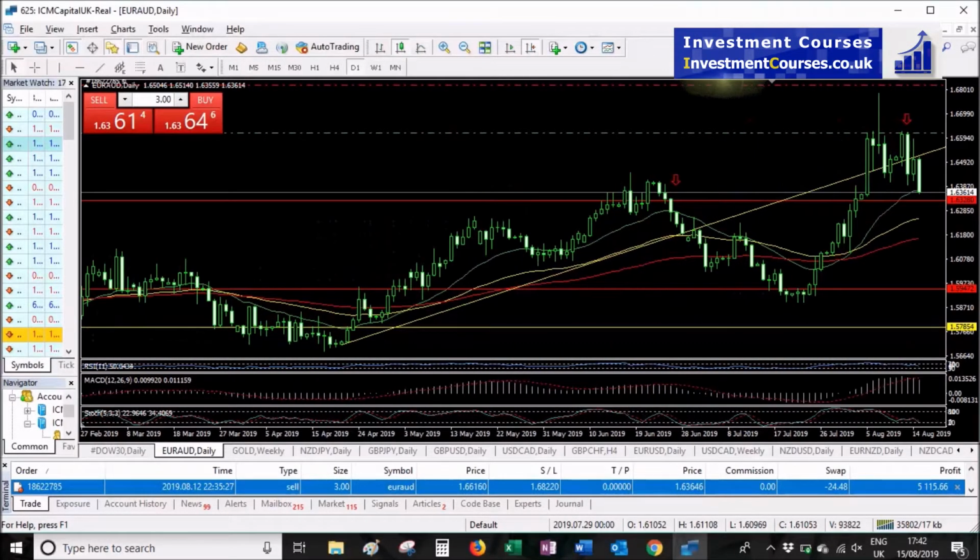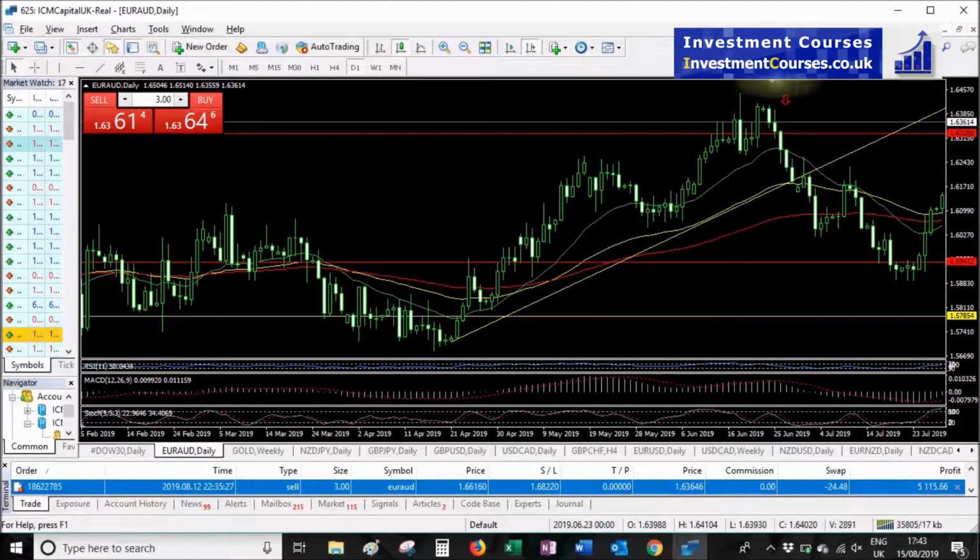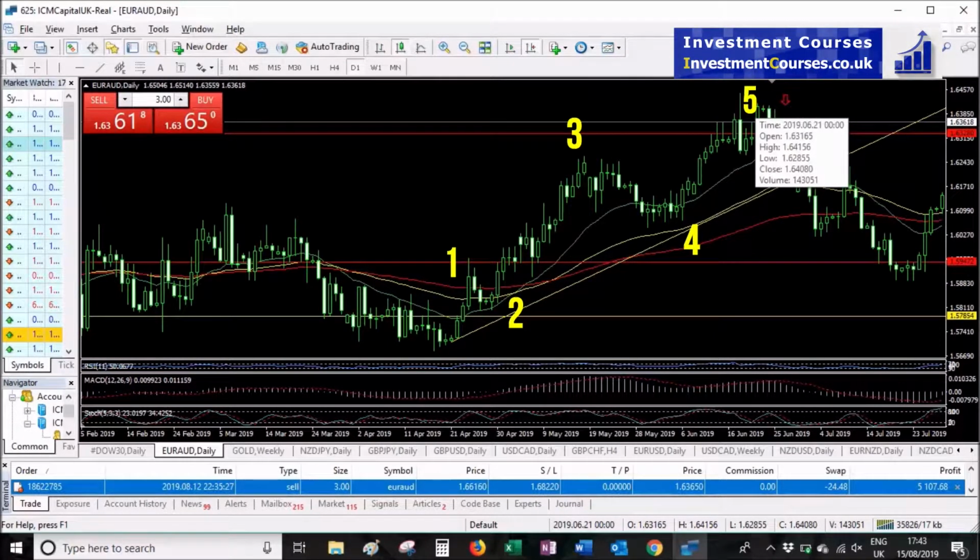When we were here in June, we had 5 impulse waves from the Elliott perspective. You can see clearly this is wave 1, this is wave 2, this is wave 3, this is wave 4, and this is wave 5. The 5 impulse waves finished here, and then we see a correction, which you can see clearly here, and it was a very profitable downward movement.